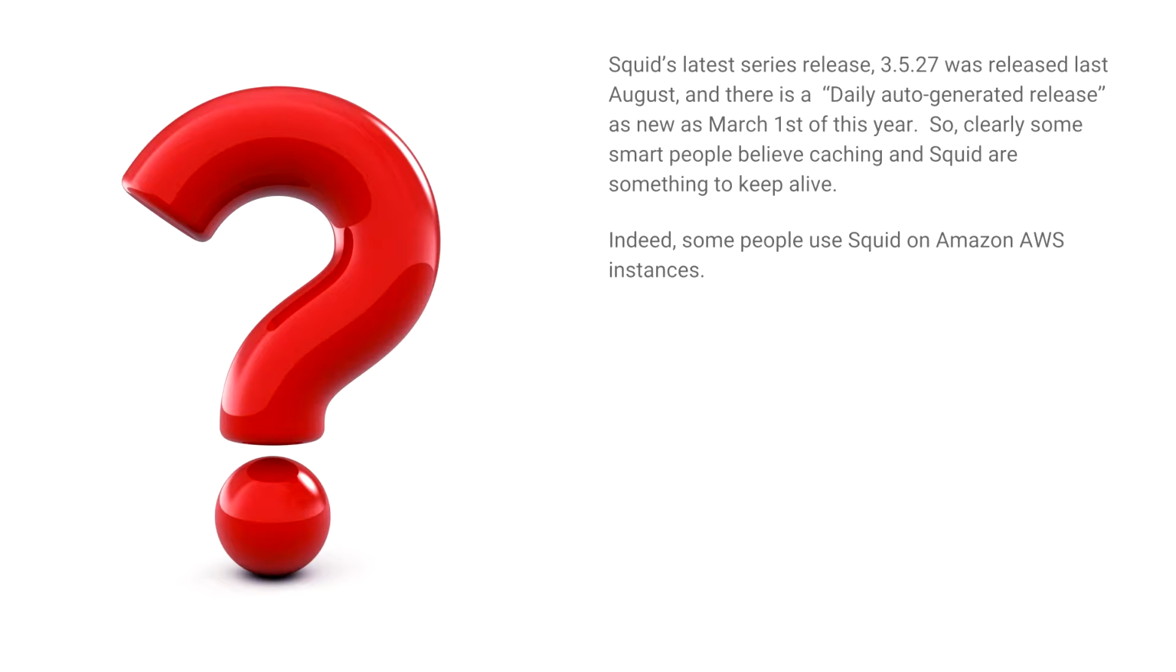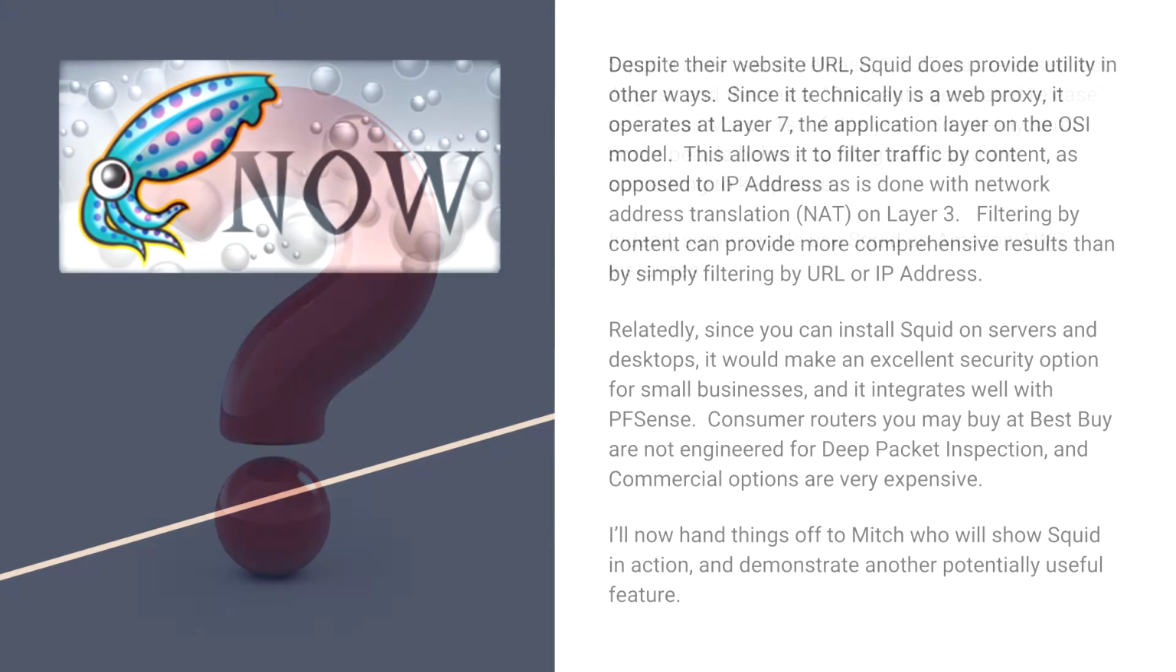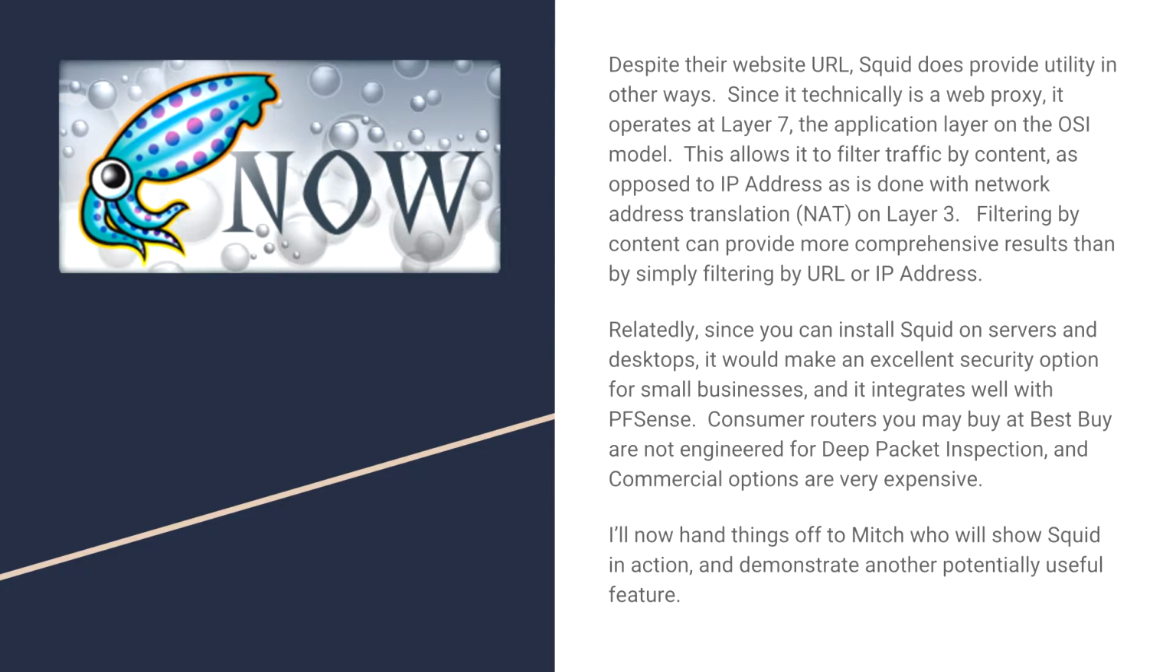Now, Squid's latest release, 3.5.27, was released last August. And they have these things called daily auto-generated releases, the last of which was released earlier this month, March 1st of this year. So clearly some smart people believe caching and Squid are something to keep alive. Indeed, some people use Squid on Amazon AWS instances. So despite the website URL, Squid does provide utility in other ways.